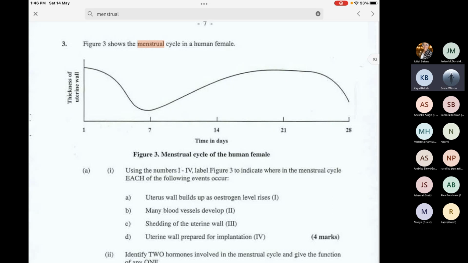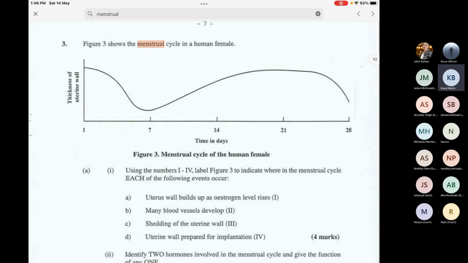Yes, I wasn't too sure about this one, so I put D1. Now, if it's day 1, that is the first day of the period of menstruation. Think about it.